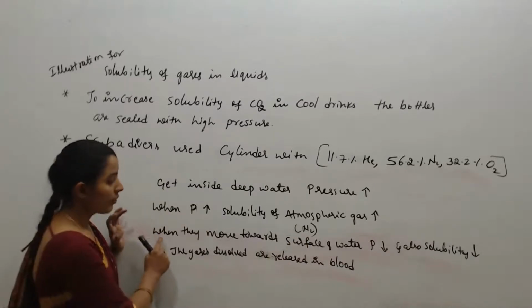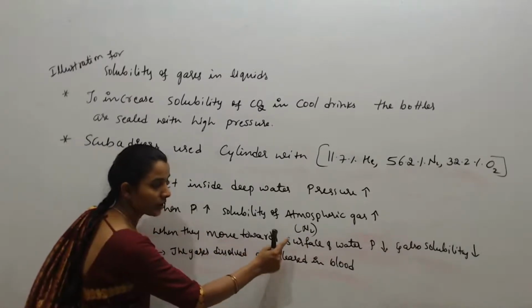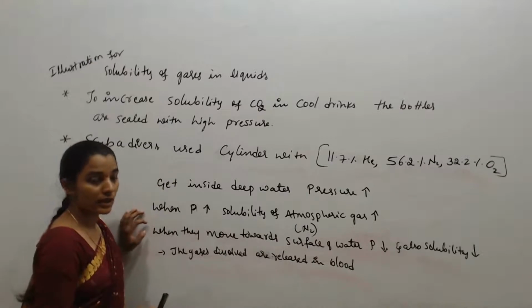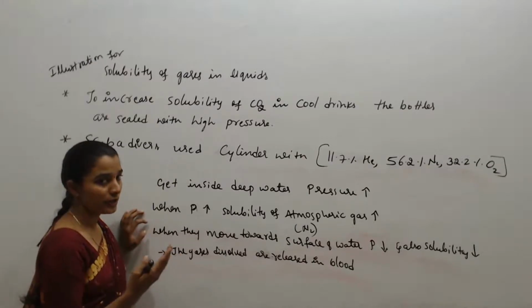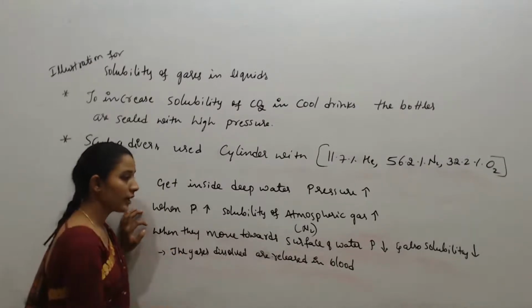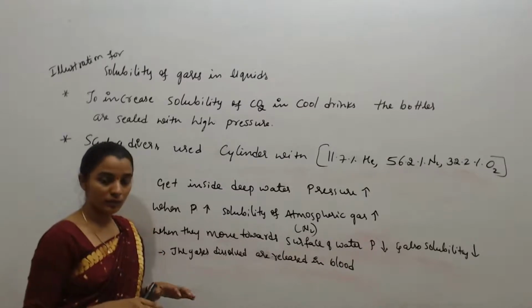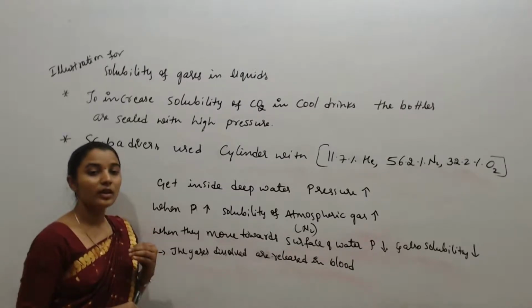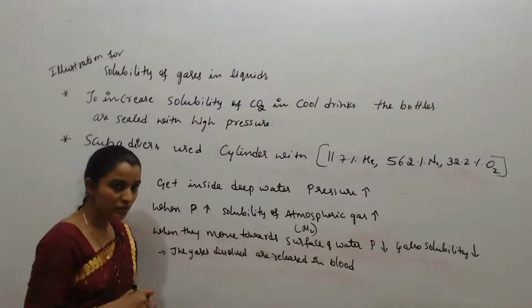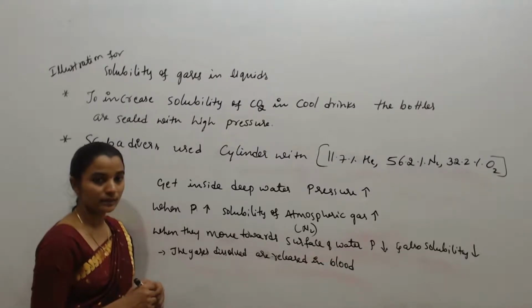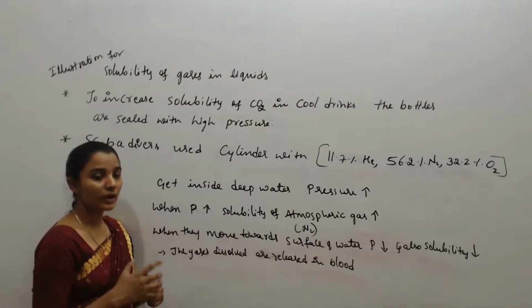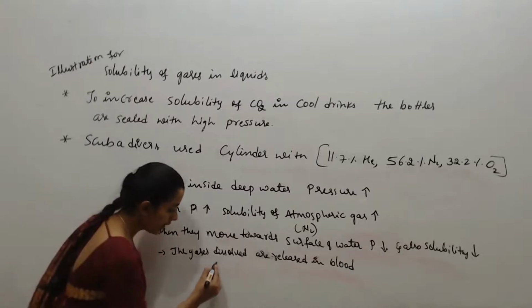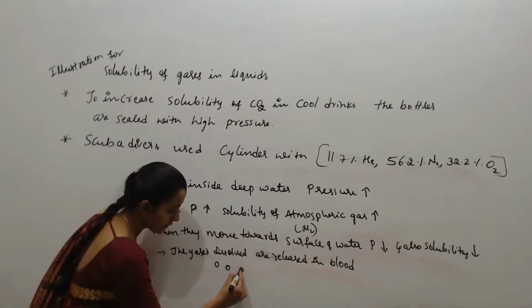Okay. Next, when they move towards the surface of water, the pressure decreases. The pressure decreases means solubility also decreases. At that time, the dissolved gases in the blood release. When they are released, students, in the blood veins, the blood vessels form bends.